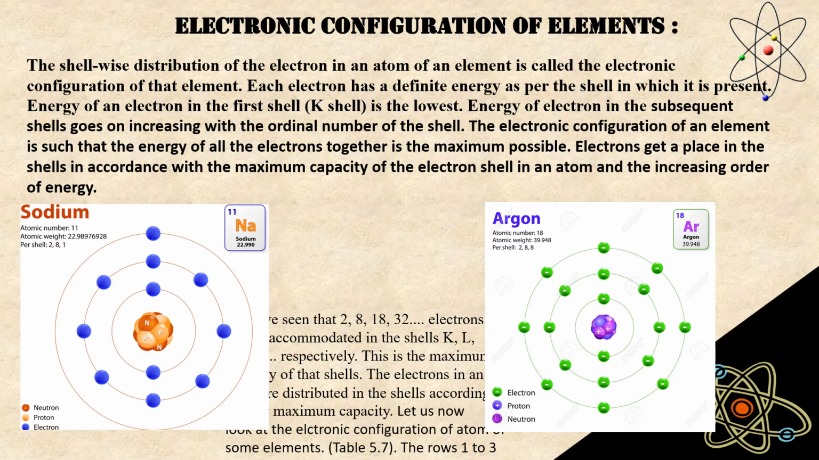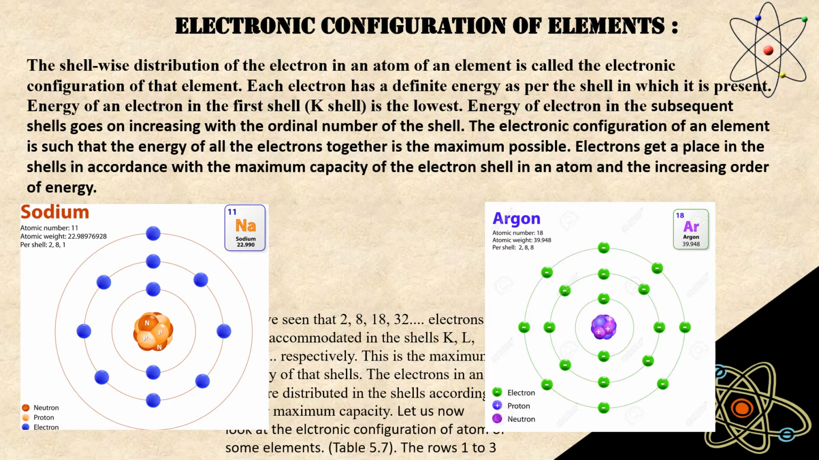अब ये 2 और 8 कितने हो गए हैं? 10. अब remaining how many are left? Again 8. The third shell can accommodate 18 electrons. ठीक है? But argon के पास अभी कितने free बचे हैं? 8 ही बचे हैं. तो last का जो shell है उसमें 8 accommodate हो जाएगा. Okay? So this is how the electrons are arranged in the shells.